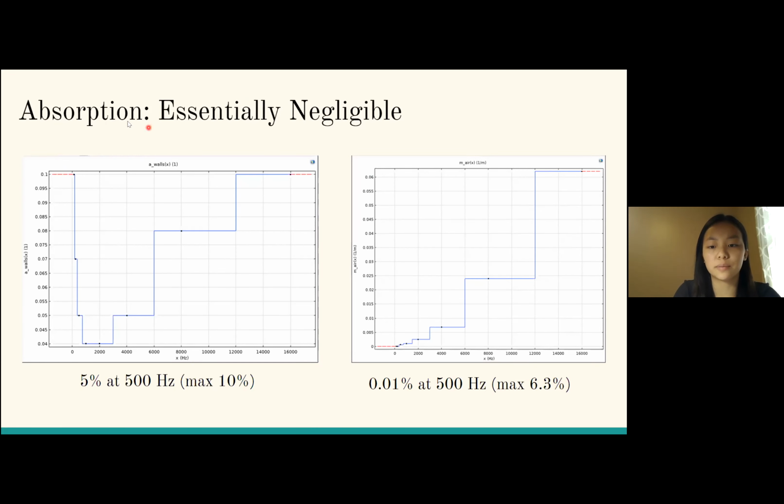In our simulation, we applied general wall impedance and also had air absorption matching that of air at 20 degrees Celsius at 50% humidity. If we look at these graphs, we see that the maximum amount of wall absorption is at 10%, and at our simulation of 500 hertz, this was only at about 5%. This means that in general, the wall absorption can essentially be negligible. The same follows for the air absorption, which is an even lower percentage.